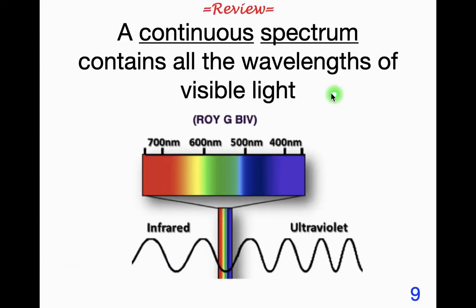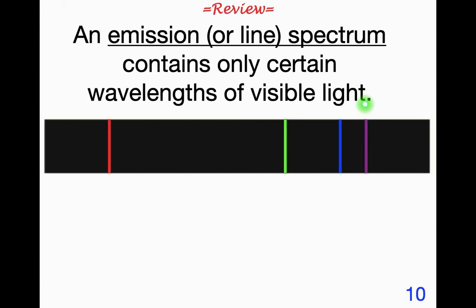A continuous spectrum contains all wavelengths of light. So when we talk about a continuous spectrum, it's always just visible light, all the colors, Roy G. Biv. But an emission or line spectrum contains only certain wavelengths of light, where all the other colors are missing.